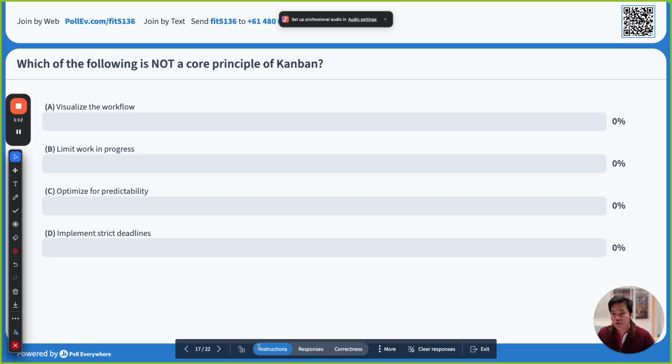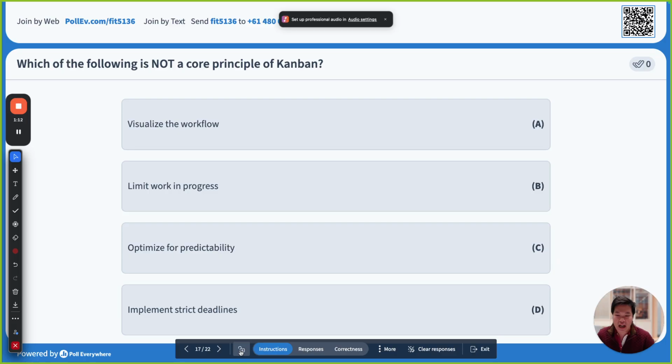All right. Next, which of the following is not a core principle of Kanban? Yeah. What is that? What is not the core principle?